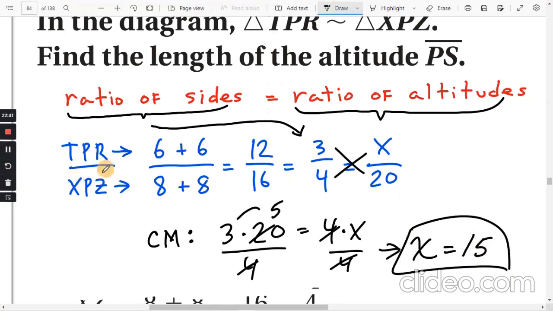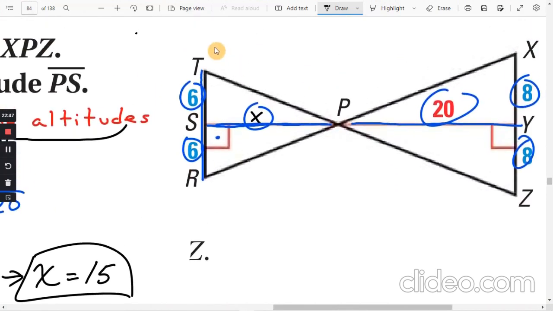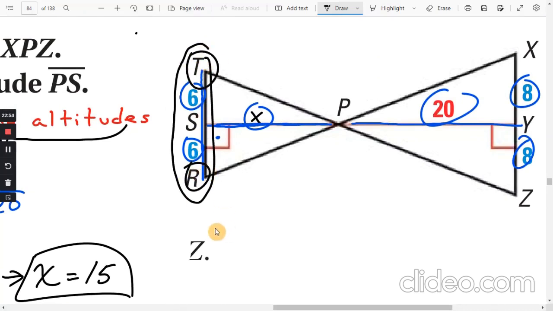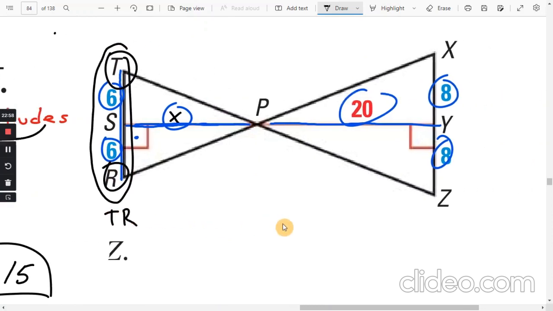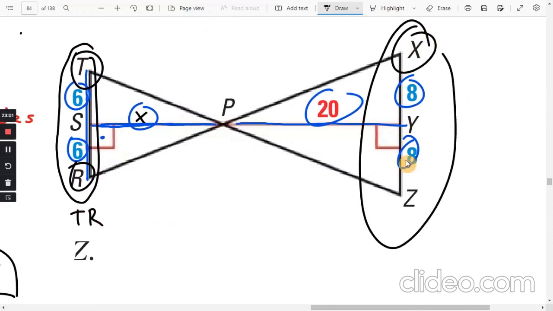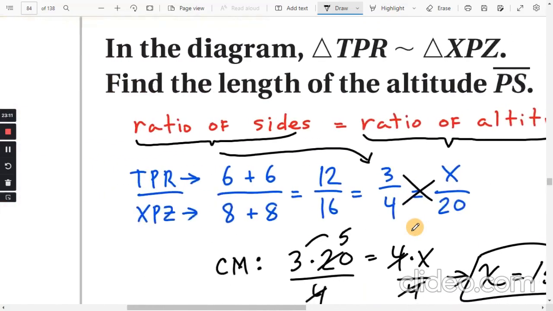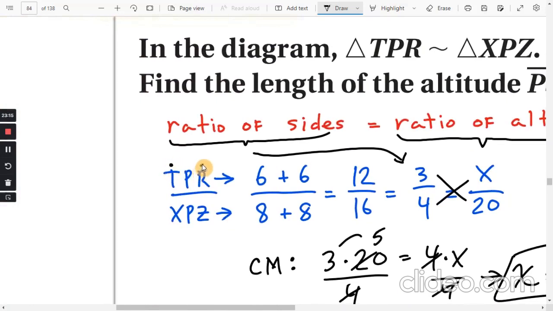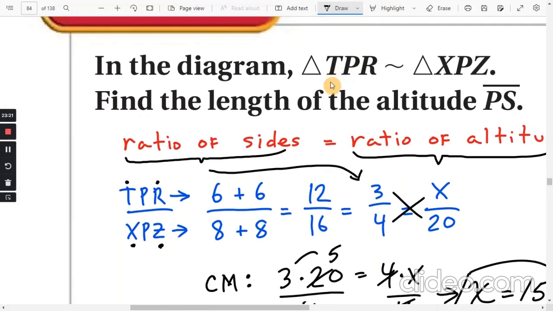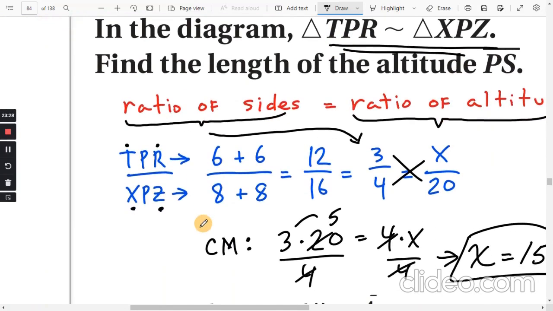Now, the only thing I want to make sure of is if I used corresponding sides when I did the ratio. Let's see. So this side right here goes from T to R. So that's TR. And this side right here goes from X to Z. So that's XZ. All right, so let's make sure that TR matches XZ. TR is the first and last letters, and XZ is the first and last letters. Okay, see, I used the statement right here. So just make sure that you're using corresponding side lengths. You can't always just look at the drawing.